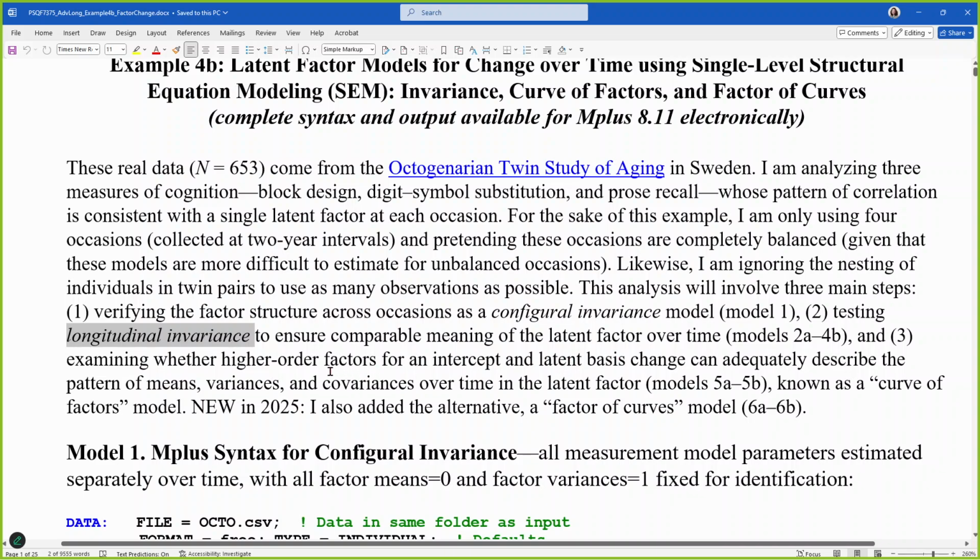Once we have that, then we can look at whether higher order factors of intercept and latent basis change, we're going to do that one here, can describe the pattern of means, variances, and covariances in the latent factors. So the structural model is what we're focusing on at that point. Also known as curve of factors, and I have a note here, I added the alternative in one final last set of models. All of the original source files for this, we show what the folder looks like.